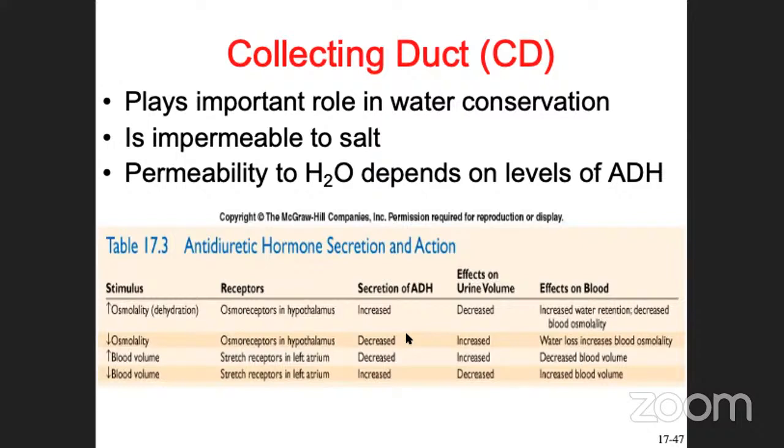And not only that, the vasopressin also has some effect on the blood, and it causes increased water retention and decreased blood osmolality. Increased water retention means they don't allow the water to leave the system as urine, right? So they retain lots of water inside our body, because if you are in the fasting mode and you urinate frequently, you become dehydrated, and maybe that can lead to hypertension.